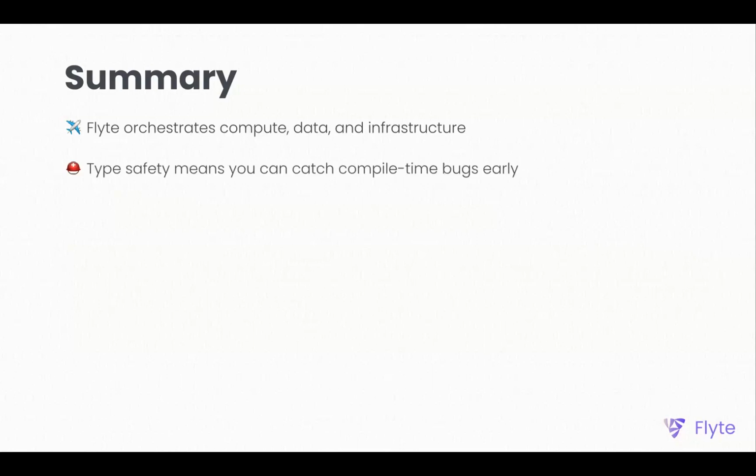So to summarize, Flyte orchestrates data, compute, and infrastructure. This is something that not all orchestrators will do, especially the last piece. It provides type safety, meaning that you can catch compile time bugs early. It has container native tasks at the most granular level of compute. And this gives you a lot of benefits, including reproducibility. I have my container. I know what code is in there. I know I can inspect it. If something goes wrong, I can reproduce the error.